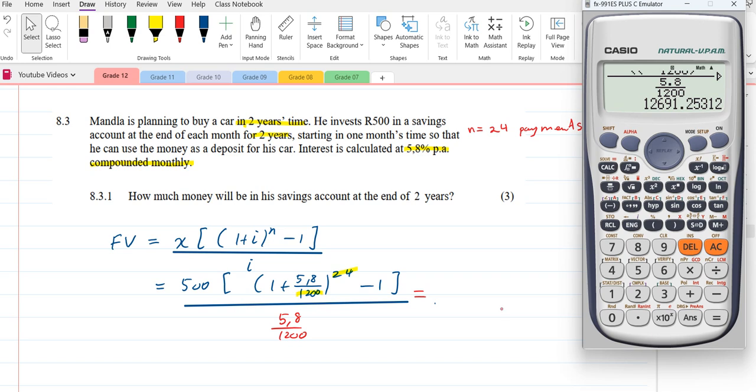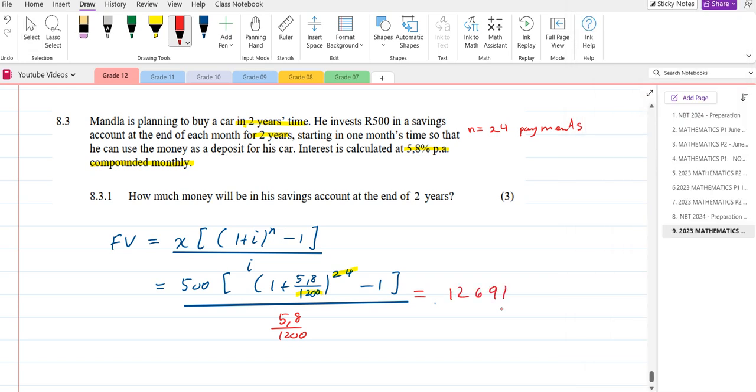12,691.25. 12,691.25 rands. That's how much money will be in his account after 2 years. I hope you guys understood that. Next question.